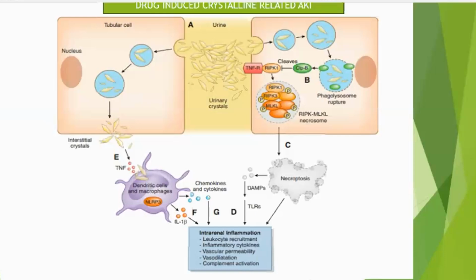The third mechanism is drug-induced crystalline-related acute kidney injury. Here, the crystalline nephropathies are characterized by histopathologic findings of intratubular crystalline deposition. Well, the kidney is a route of excretion of drugs and metabolites, and drug supersaturation within the urine leads to accumulation of the drug crystals. And the other cause is volume depletion or dehydration.